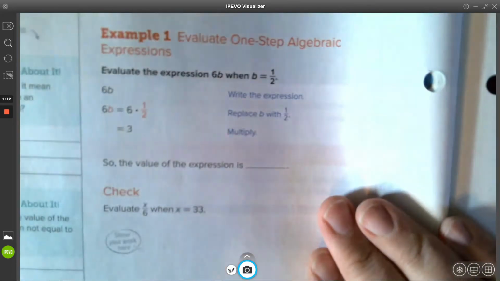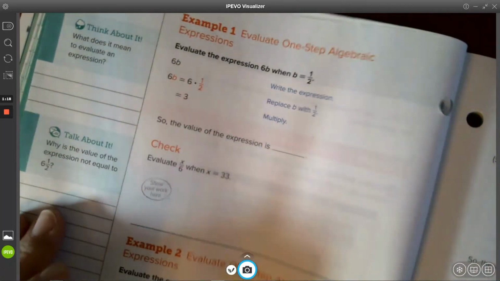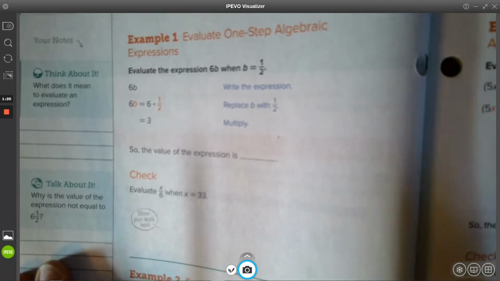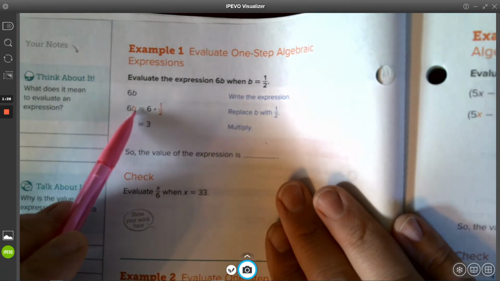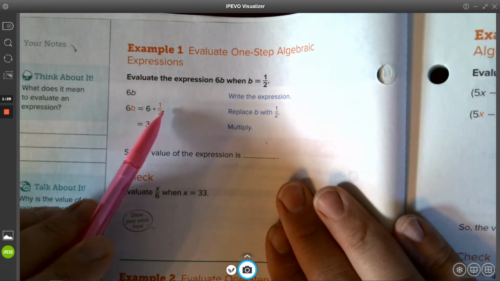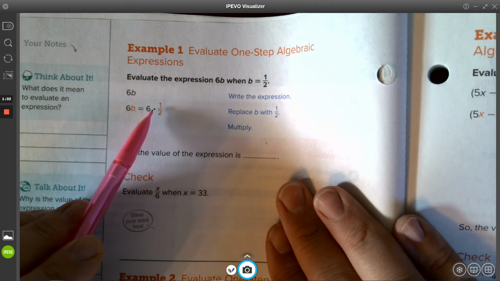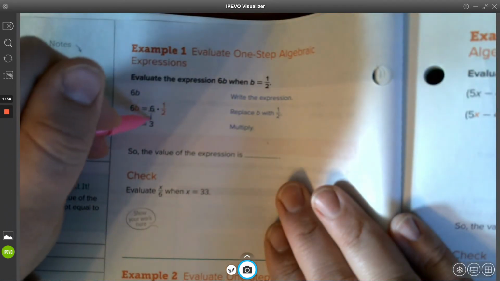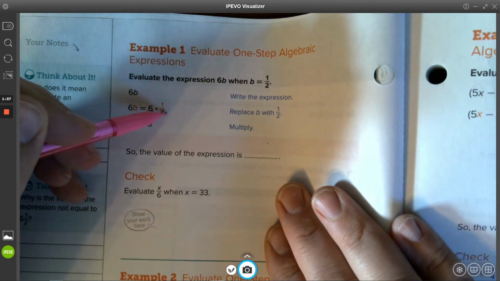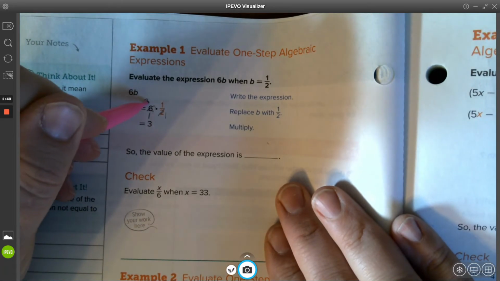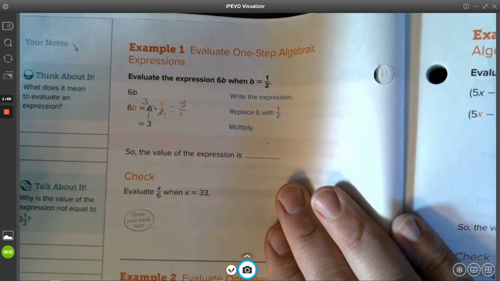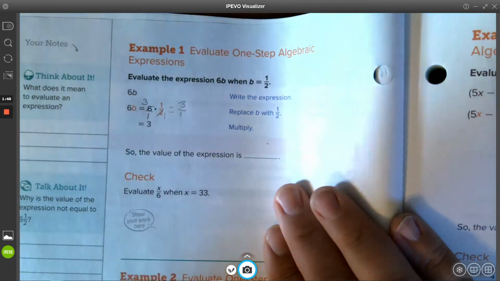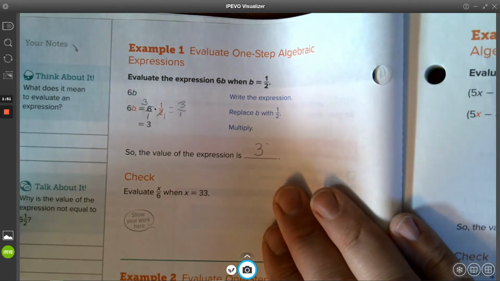So let's take a look at example 1 on page 288. Here we have the expression 6b when b is 1/2. So 6b means 6 times b. Let's replace b with 1/2. So now we're finding 6 times 1/2. Remember, we can put 6 over 1 and we multiply straight across. We can simplify this to become that. Then we multiply straight across. You get 3 over 1, which would be 3. So the value of this expression is 3.